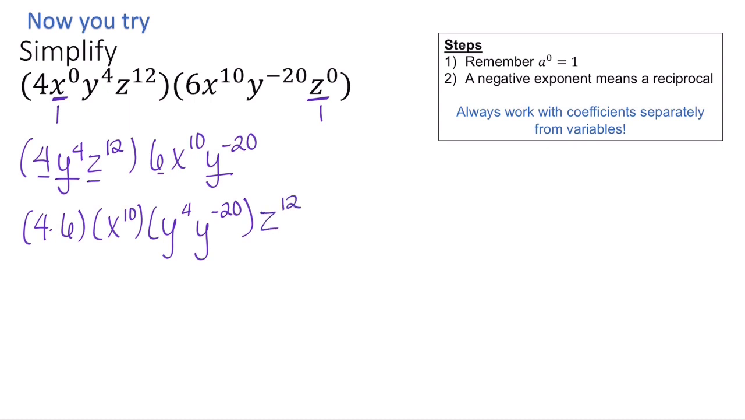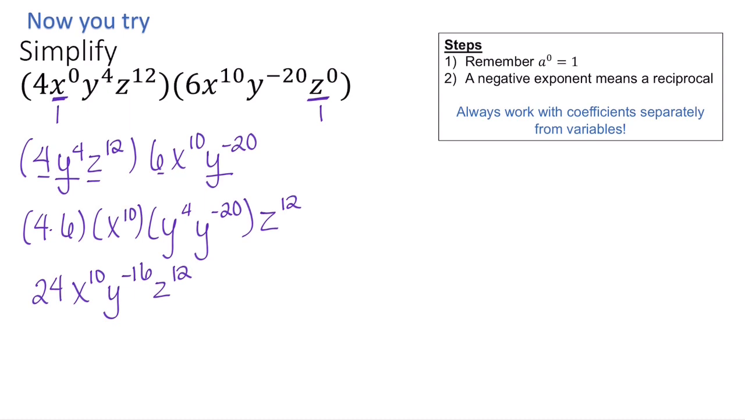So let's go ahead and do 4 times 6. Remember, that's just standard multiplication. So we have 4 times 6, which is 24. X to the 10th has nothing to combine with. And then we have y to the 4th, y to the negative 20th. Remember, when we're multiplying, we add the exponents. So we do 4 minus 20. So that's going to be negative 16. And then we have z to the 12th.